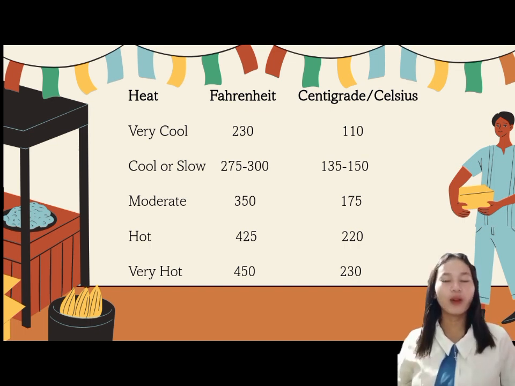Next is the moderate. It has 350 Fahrenheit and 175 Celsius. Next is hot. The Fahrenheit of hot is 425 and the Celsius is 220. Lastly is very hot. It has 450 Fahrenheit and the Celsius is 230.